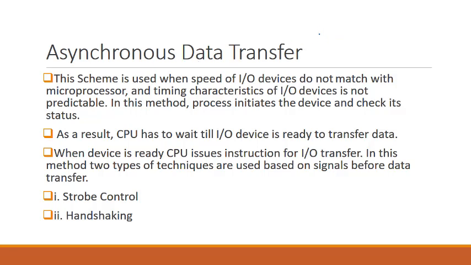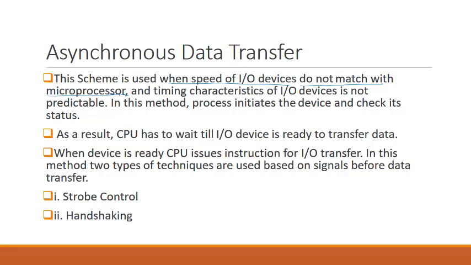In synchronous transfer mode, the sender and receiver use the same clock pulse, and in asynchronous data transfer mode, the sender and receiver are using different clock pulses. So that means the speed of these devices is not the same. This scheme is used when the speed of the input output device does not match the microprocessor.